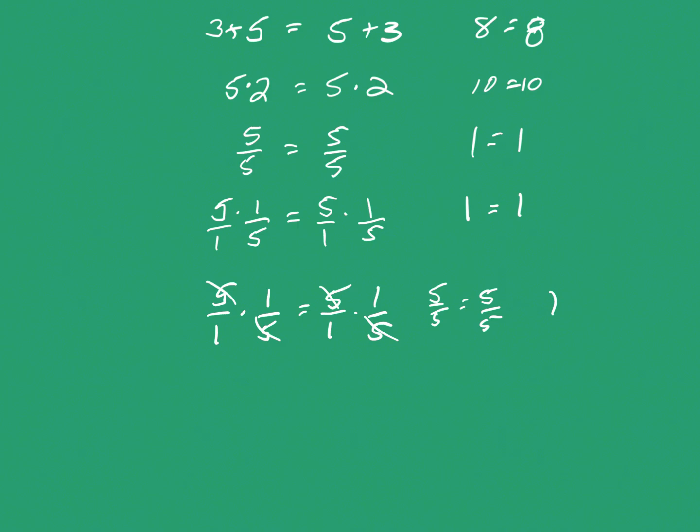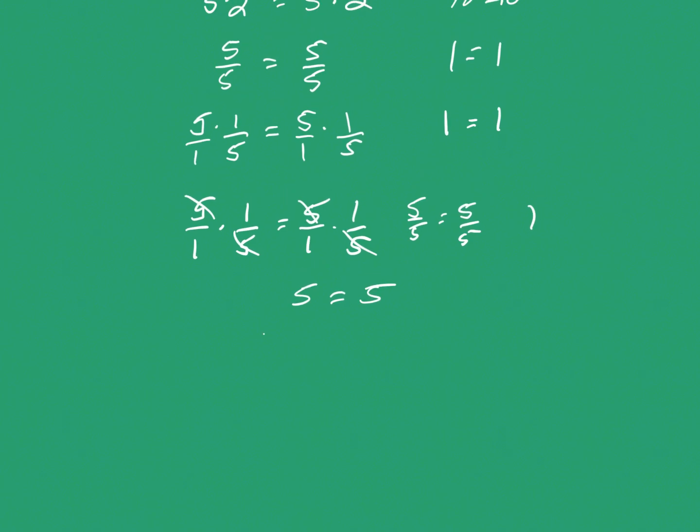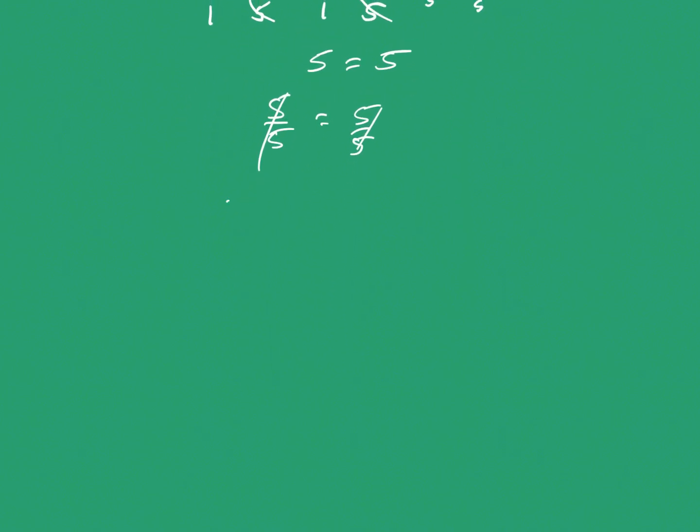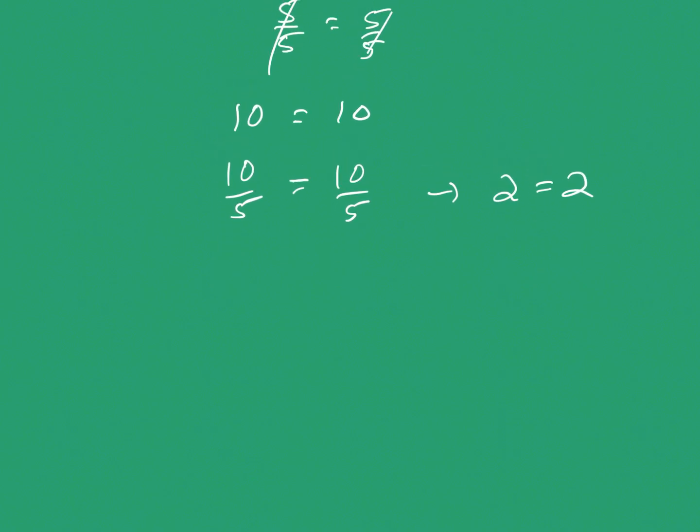So you can say 5 equals 5, and then if you say divide both sides by 5, then we can say the 5s cancel. Okay, well, let's try something different. Let's try 10 equals 10, right? And let's do 10 over 5 equals 10 over 5. And we are going to say that 2 equals 2 is the result. Okay, that's true.